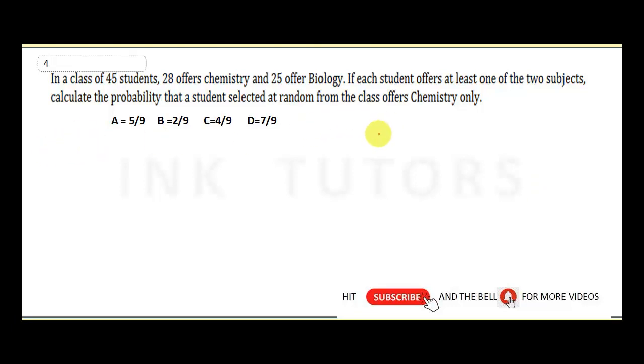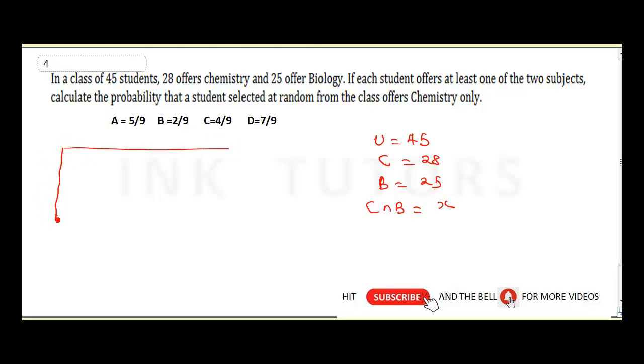Remember, it says U is 45. That's the total number of students. Chemistry, it's 28. Biology, it's 25. Chemistry intersection biology, if each student offers at least 1 subject, so we don't know that. Let's call that X. Now let's draw a Venn diagram to make it easier for us.